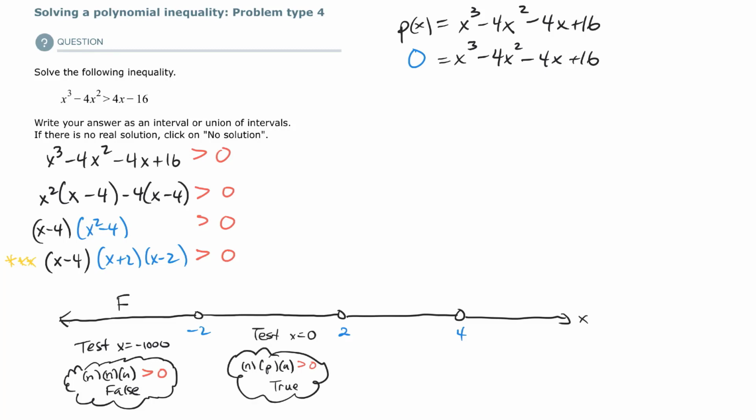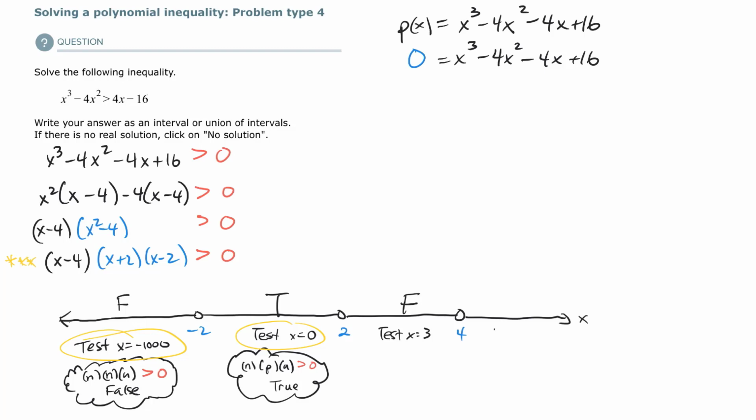More importantly, tell me what you're testing. That is important work. And we do a similar thing here. Test x equals 3. I'm going to do the testing in my head now. Negative times a positive times a positive. That is negative times a positive times a positive. It's still a negative, so it's not greater than 0. It's going to be false here.